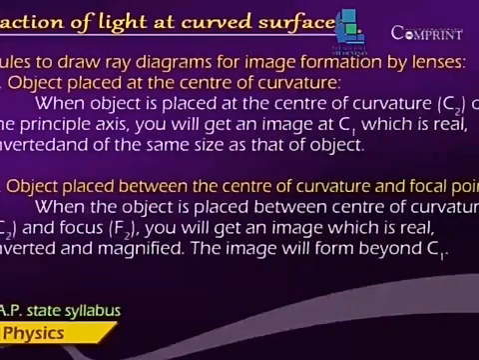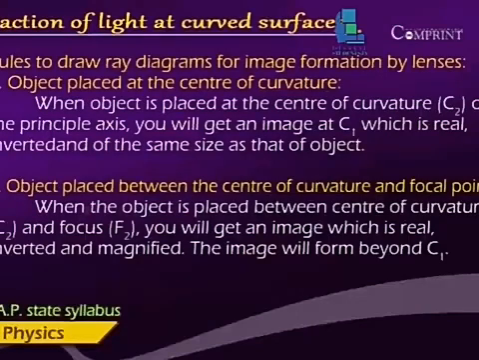Number 3. Object placed at the center of curvature. When the object is placed at the center of curvature on the principal axis, you will get an image at C1 which is real, inverted and of the same size as that of the object.